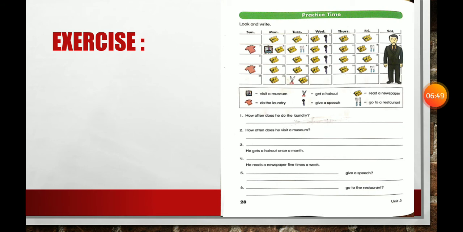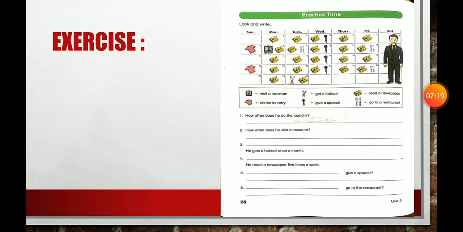Look and write. Here, this is the chart of the days. And I have many verbs in these books. Visit a museum, do the laundry, get a haircut, give a speech, read a newspaper, go to a restaurant. Number 1. How often does he do the laundry?